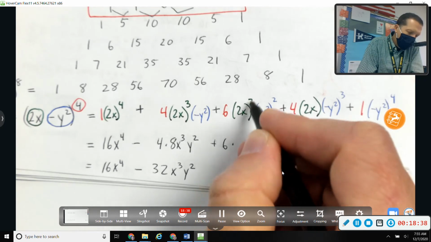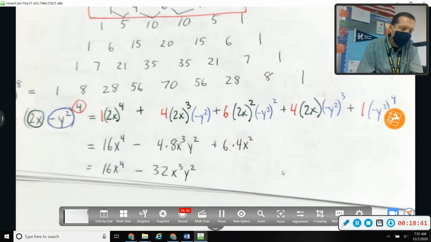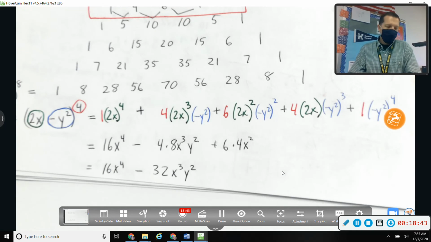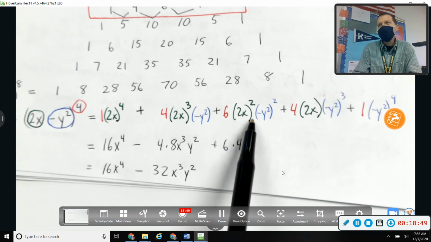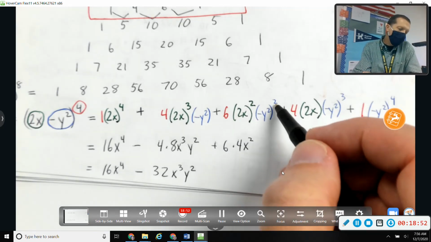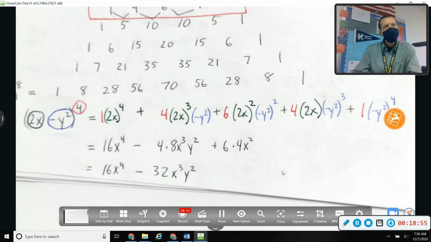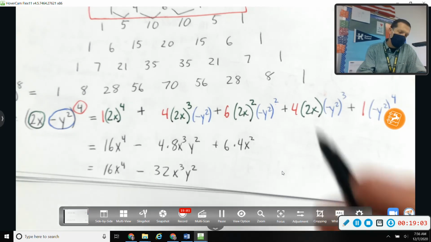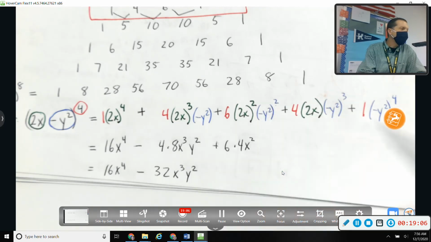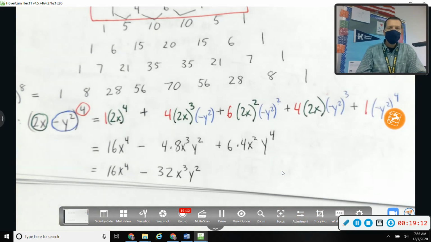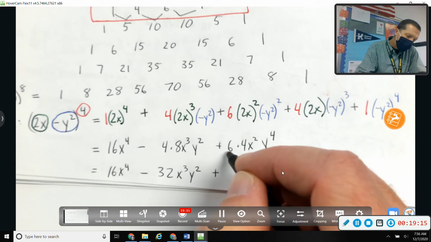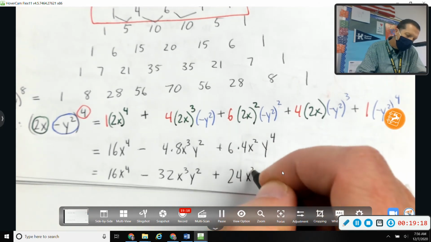Next one, if I square 2x, I get 4x squared. This might be the most missed part of this whole problem, is when you square 2x, make sure you square the 2 and the x. What do we get when we square negative y squared? You get y to the 4th, and then there's a positive or negative. If we square a negative number, we get a positive number, so we just get y to the 4th on that one. And then clean that up a little bit. 24 x squared y to the 4th.